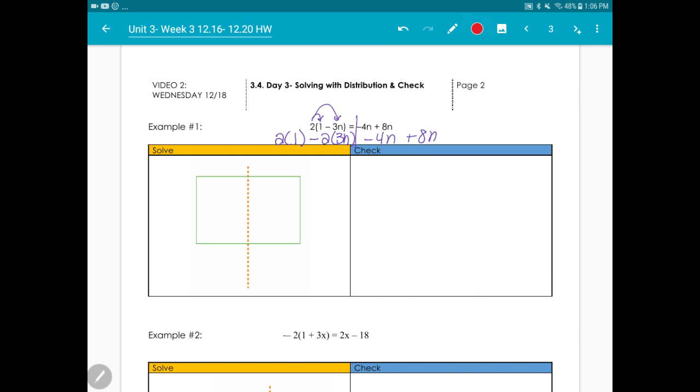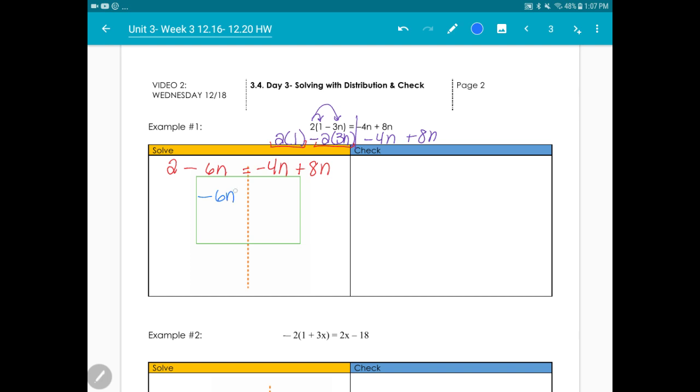All right, so now I'm going to multiply this out, so I get 2, and then negative 2 times 3, I get negative 6n. And again, my right side didn't have anything, so I'm just bringing it down. Let's go ahead and group. So why don't you take a second to do that?